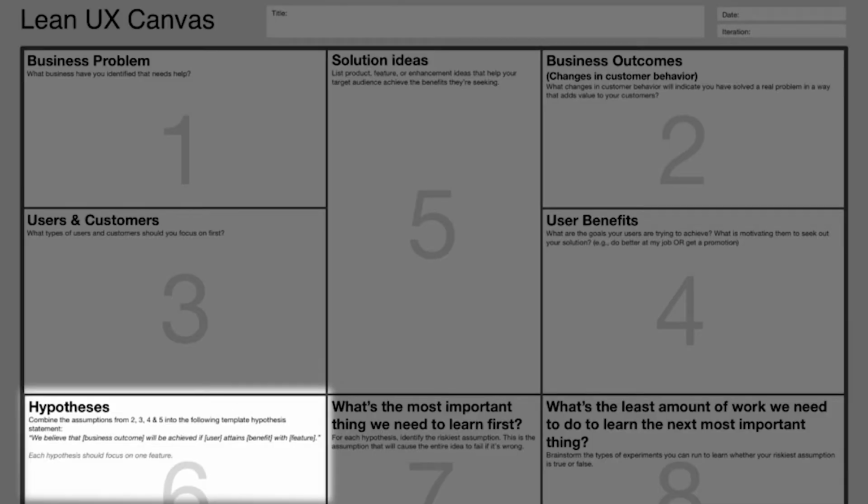Now, after covering these 5 blocks, we move into number 6, the hypotheses, or the hypothesis, really depending on the context or the product you're working on. In this block, based on all these 5 form factors, we have a much better understanding of the problem statements, the business outcomes, the users, the solution ideas, the benefits or the expected benefits.